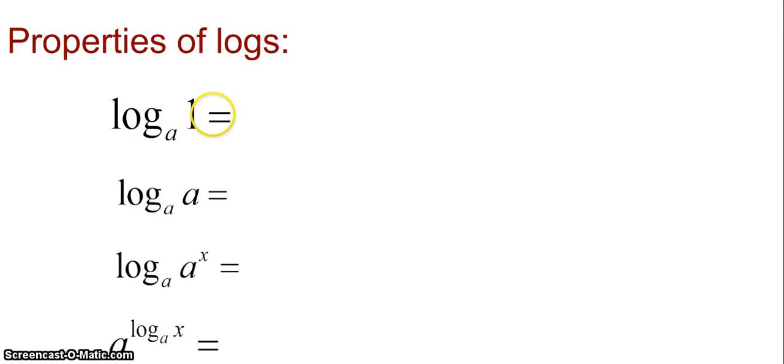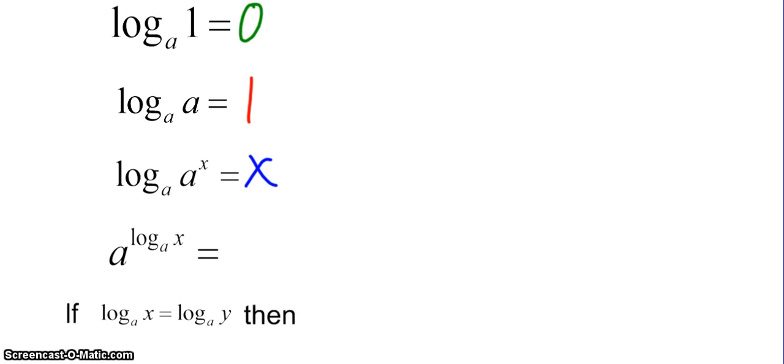So log base a of 1, what does that equal? That's saying a to what power equals 1. Well, anything to the 0th power equals 1. Log base a of a, that's saying a to what power equals a. So that's going to be 1. Log base a of a to the x is going to be x. For right now, I'm just going to leave it at that. We can prove it later.